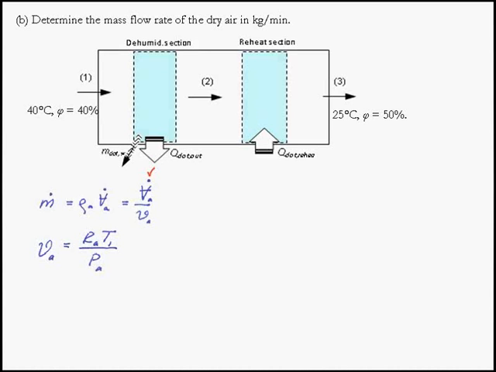So I get the partial pressure of the air at 1, I subtract the vapor pressure of the water from the total pressure. The vapor pressure of the water at 1 is found because I know the relative humidity at 1.